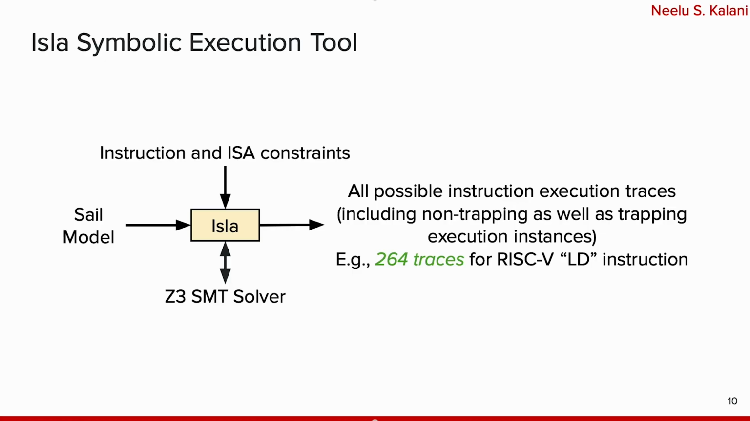Then ISLA, the symbolic execution tool that I mentioned earlier, takes the Sail specification along with an instruction and some ISA constraints and internally uses the Z3 SMT solver for the symbolic execution of Sail. And then it generates all the possible execution traces for the given instruction. For example, 264 traces are generated for the load instruction in RISC-V.